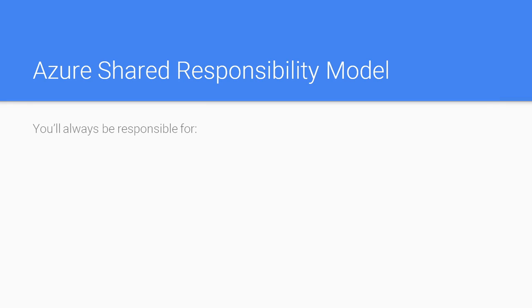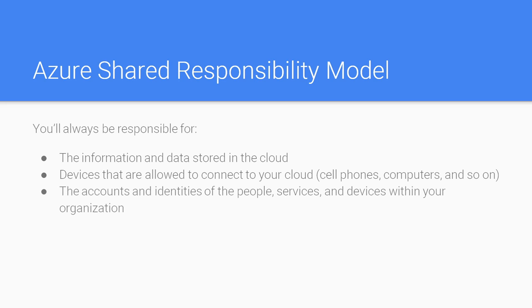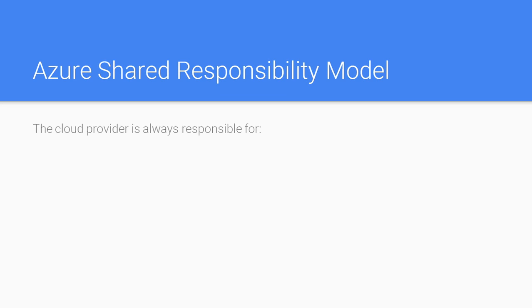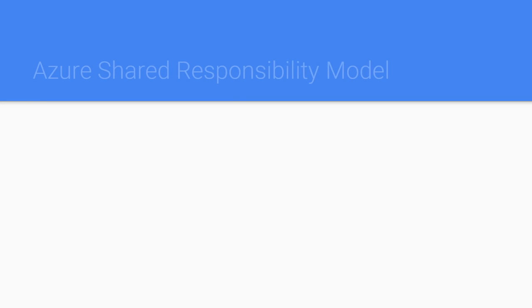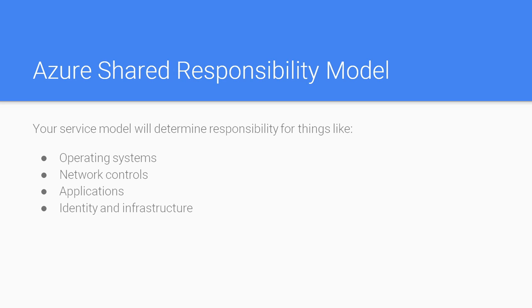You will always be responsible for the information and data stored in the cloud, devices that are allowed to connect to your cloud, such as cell phones and computers, and the accounts and identities of the people, services, and devices within your organization. The cloud provider is always responsible for the physical data center, physical network, physical hosts, and so on. Your service model will determine responsibility for things like operating systems, network controls, applications, identity and infrastructure, and so on.